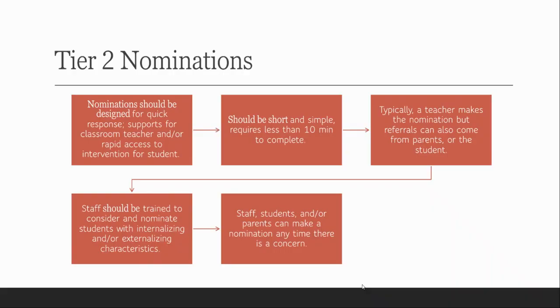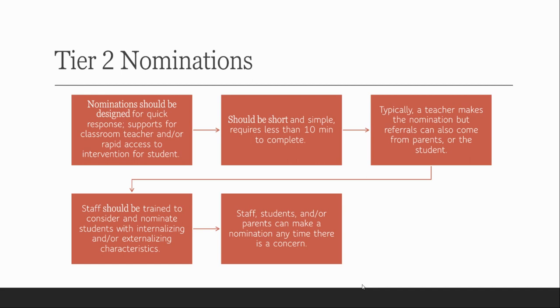An effective identification system will include a process that's going to allow teachers or parents and or students themselves to submit candidates' names to be considered for those tier two supports. So the first thing is that nominations should be designed for a quick response, supports for classroom teachers, and or rapid access to intervention for students. So teachers should be able to use this process efficiently. It should not be a very burdensome process.